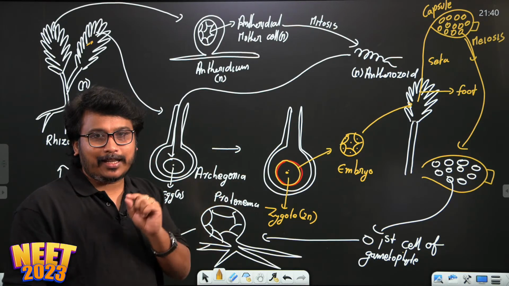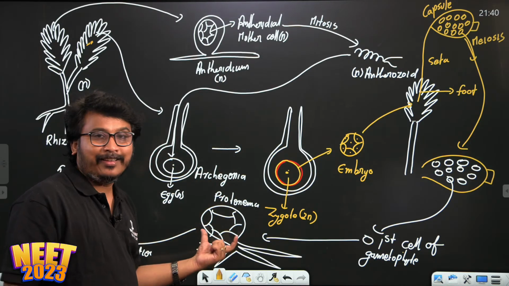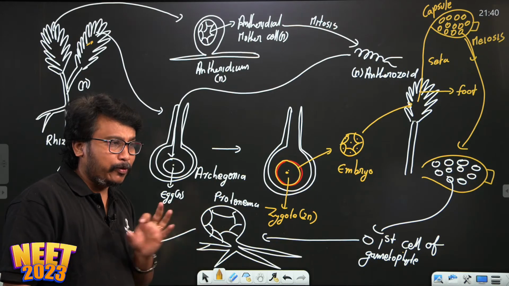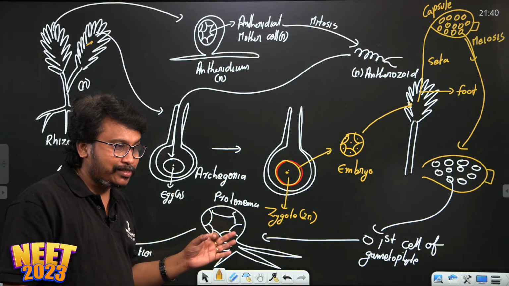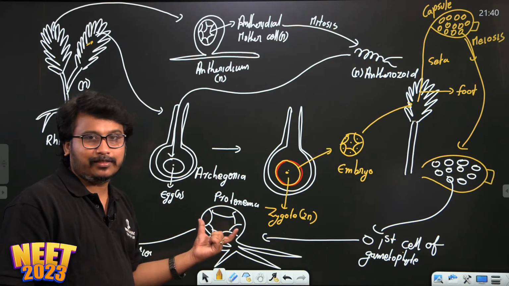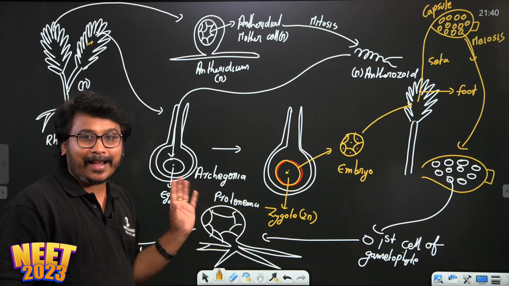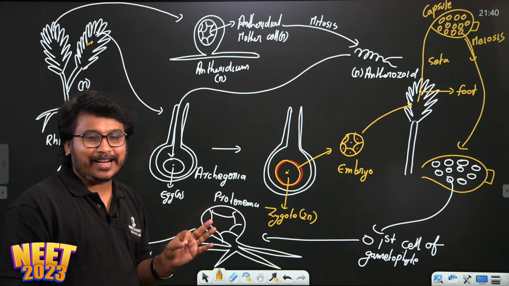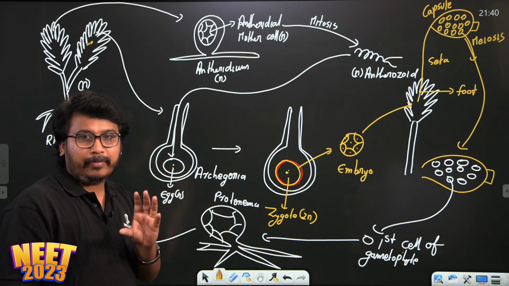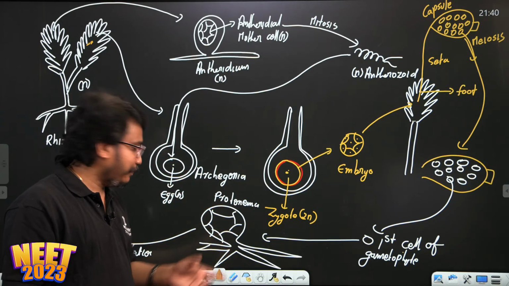Then in mosses only, they have said they are having which structure? Protonema. Protonema stage is found only in mosses. Liverworts don't have this. So this is the simplified diagram that is missing in NCERT, but they have said the complete concept without this diagram.